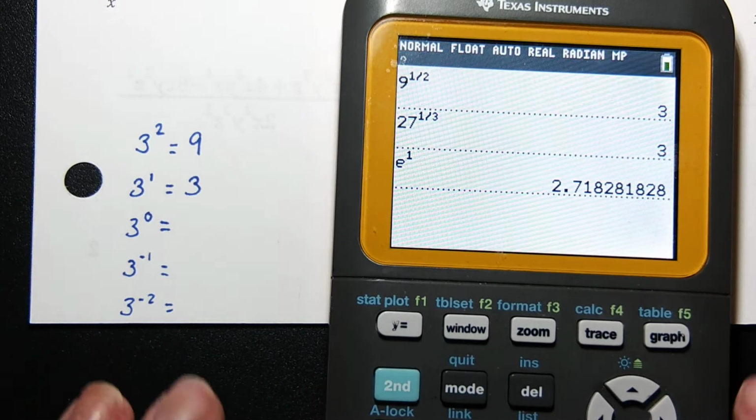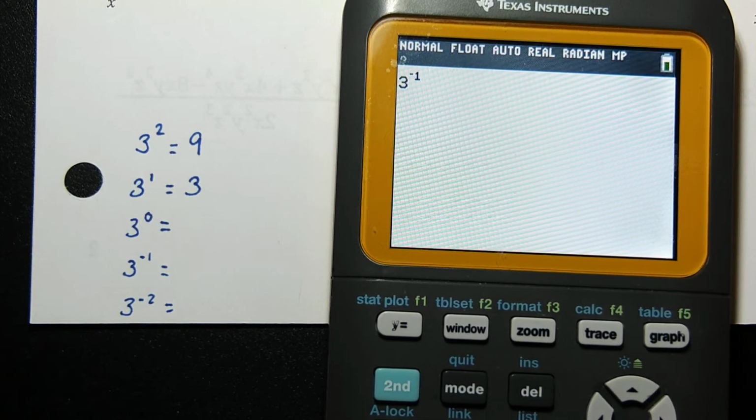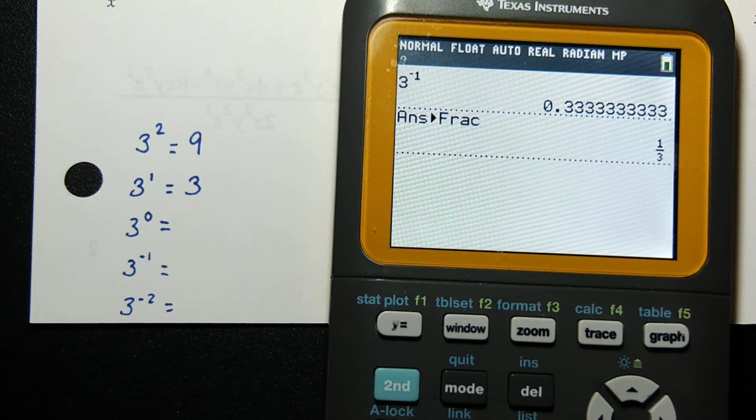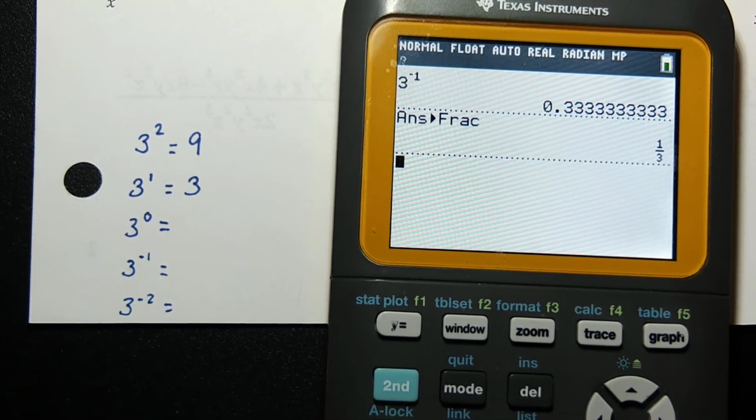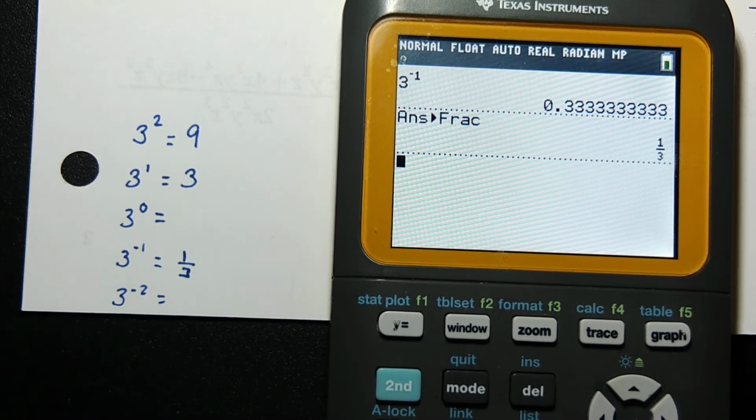First, we're going to do the negative ones. 3 to the negative 1. Make a prediction. What do you think it will be? Most of the time, students say -3. But here's what's unique about negative exponents. 3 to the negative 1 gives me 1/3. So negative exponents don't change the sign at all.